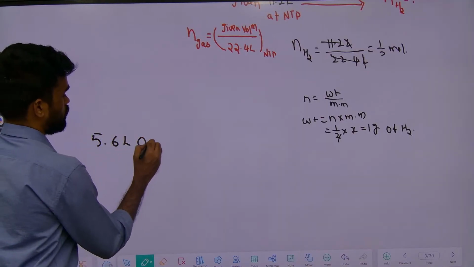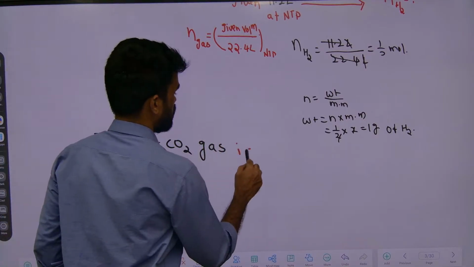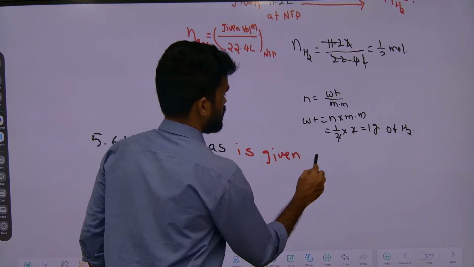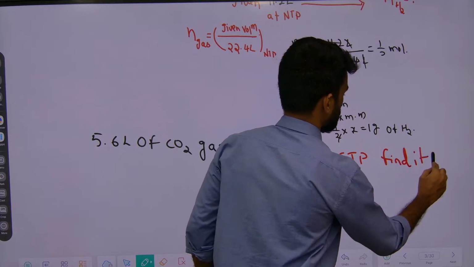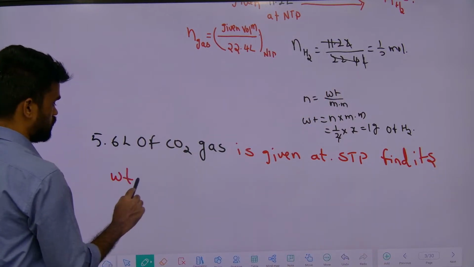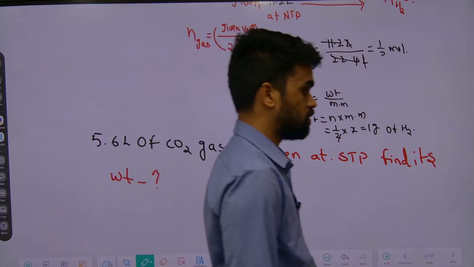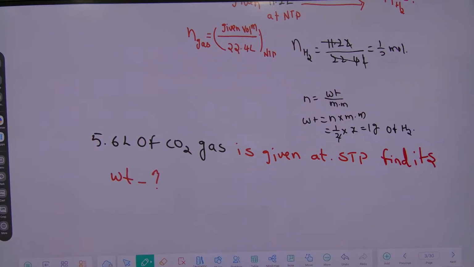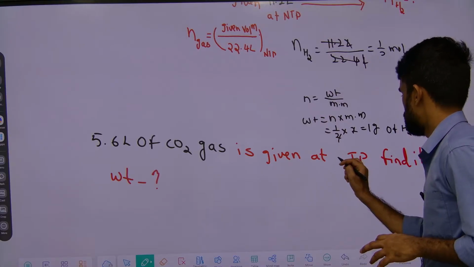5.6 liters of CO2 gas is given at STP. Find its weight. Just write it as NTP only. We will discuss this STP later.